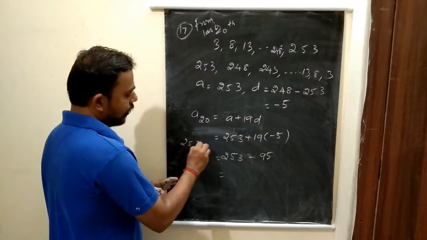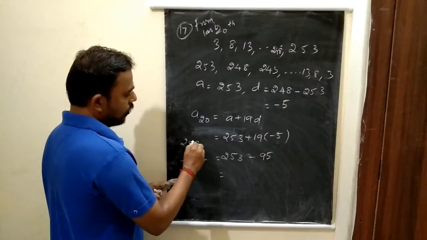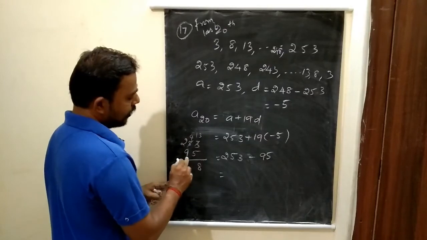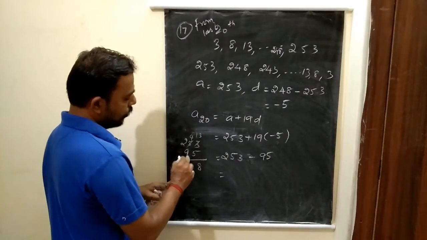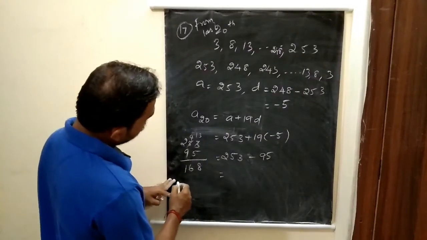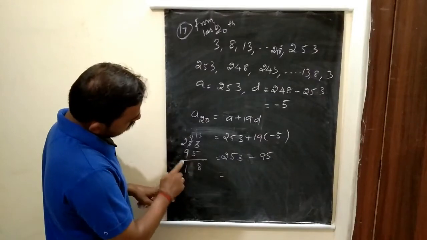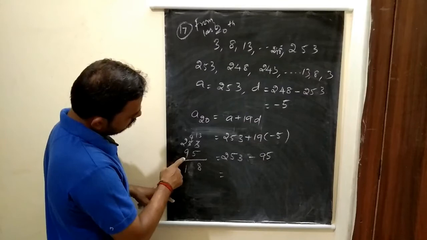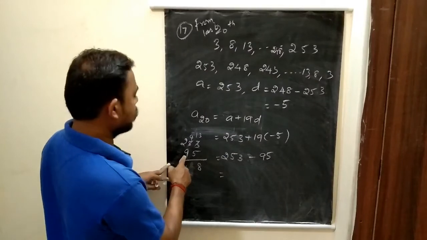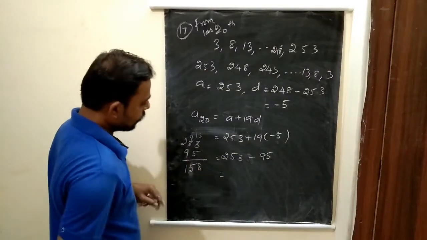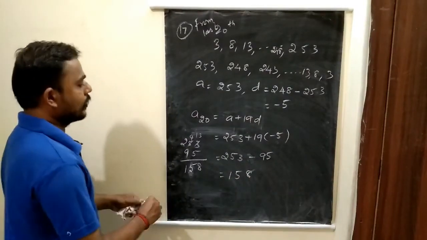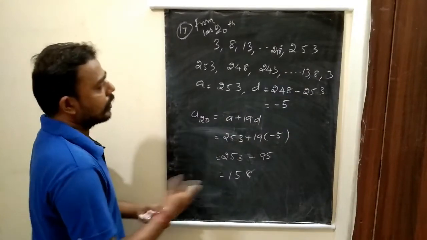If you are going to subtract, 253 minus 95, 158. So 158. So this is the 20th term. So from the last, reverse the AP and write the answer.